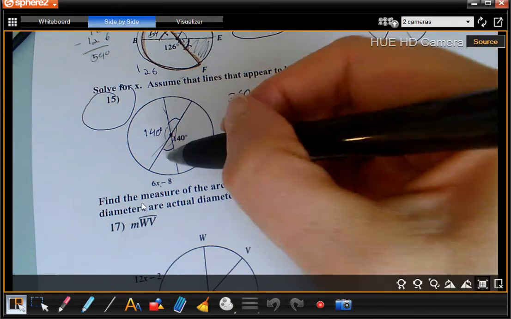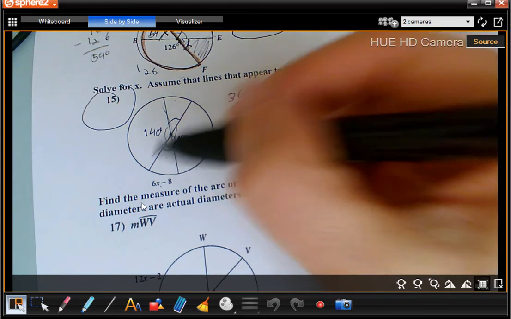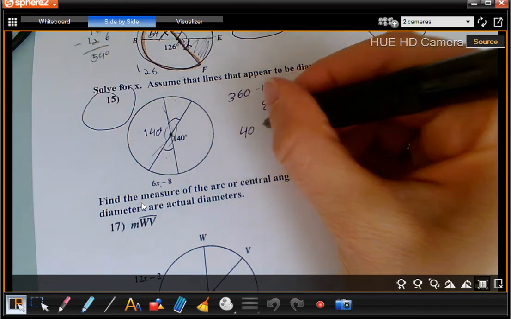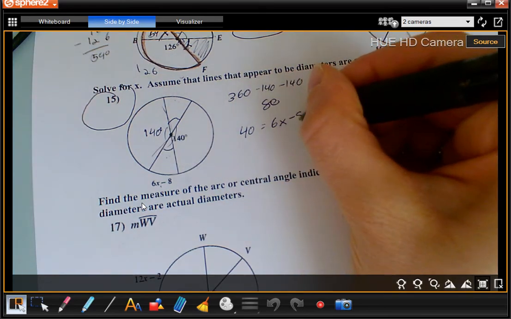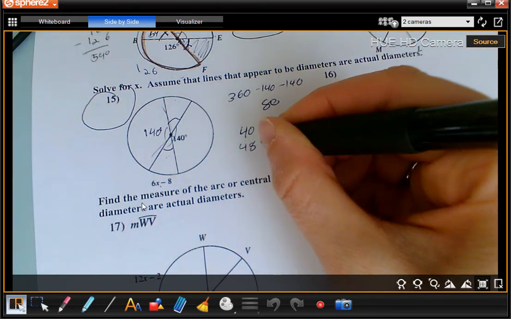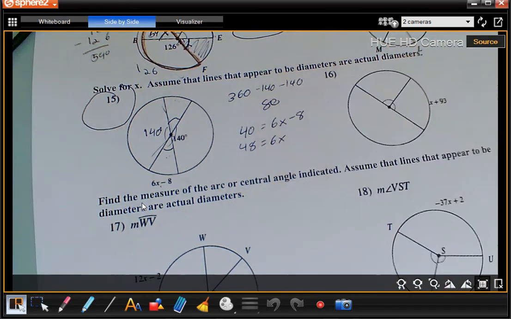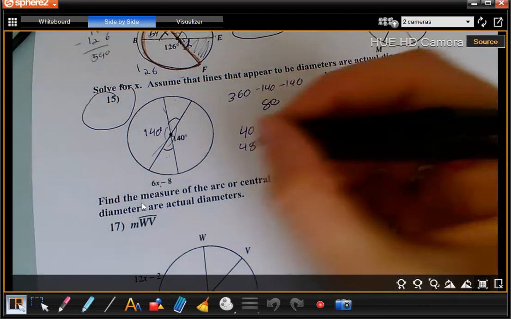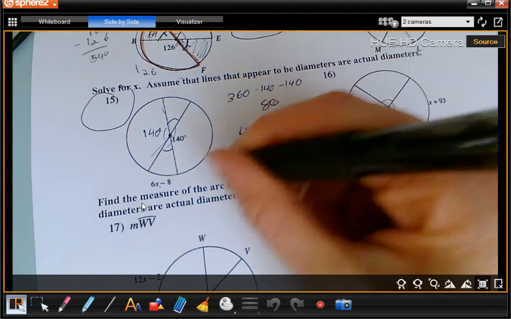So if these two add up to be 80 degrees together, then each one is 40. So 40 equals 6x minus 8. We're going to add 8 to both sides. 48 equals 6x. And if we take 48 and divide it by 6, we get 8. So x equals 8.